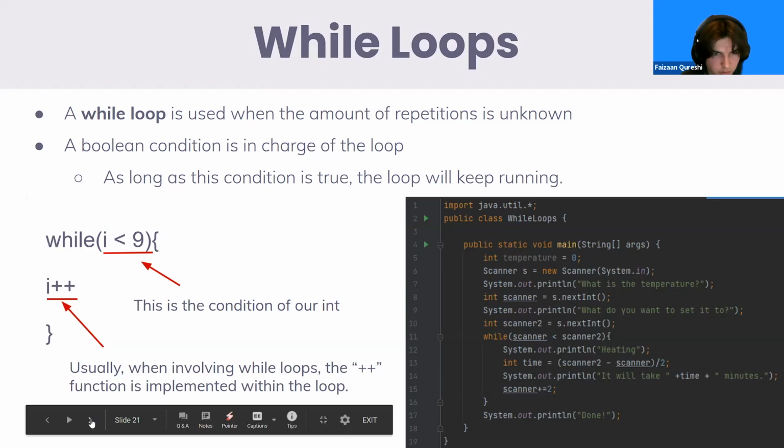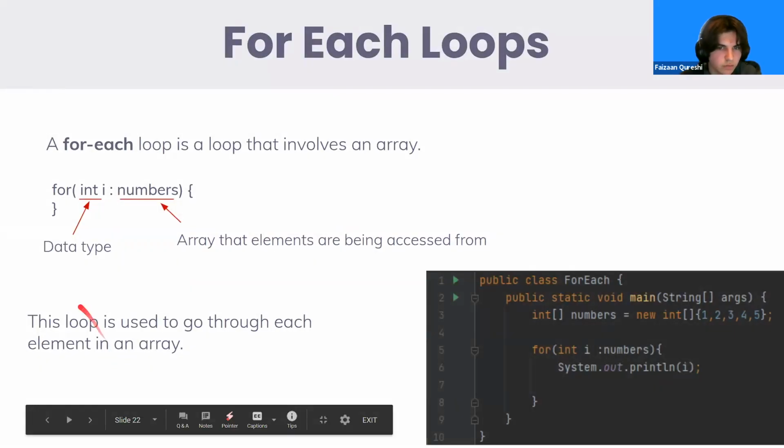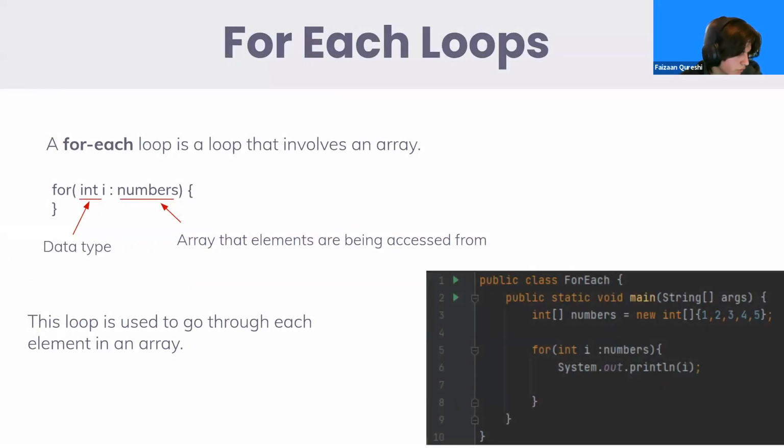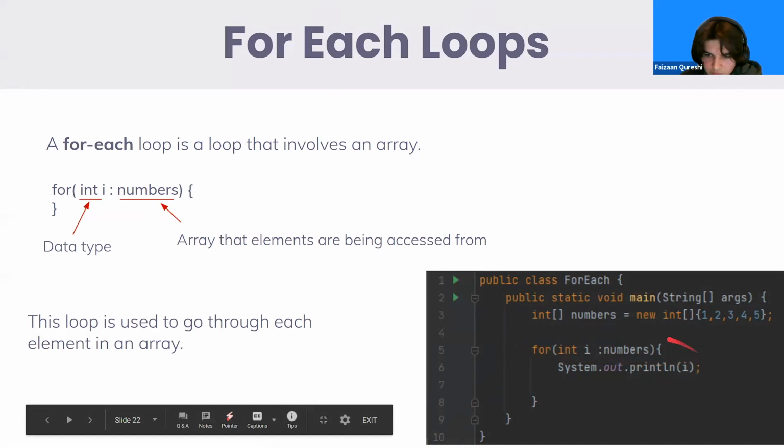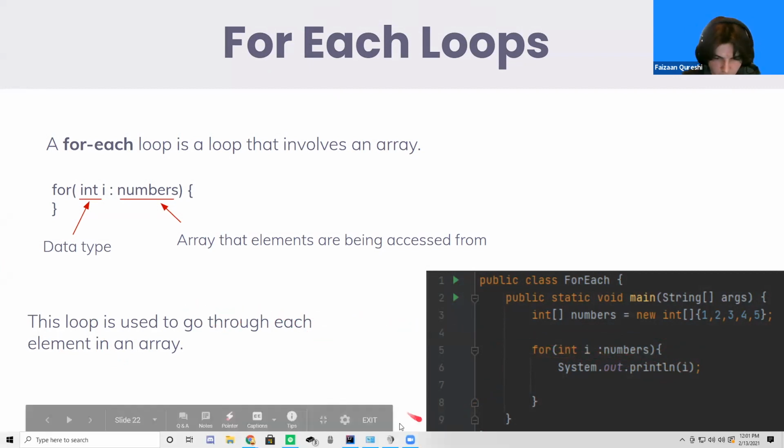Okay, let's move on to the next slide. For each loops. A for each loop is used when we want to go through each value in an array. Here we have our syntax for a for each loop. In Java, a for each loop automatically sets I to go through each individual value in the array. Let me just quickly pull up IntelliJ.